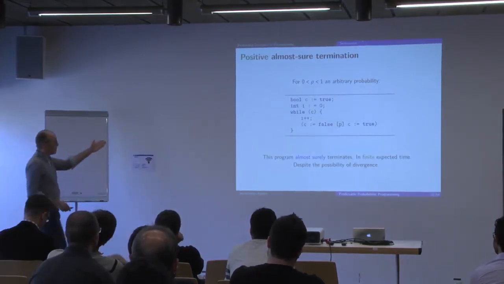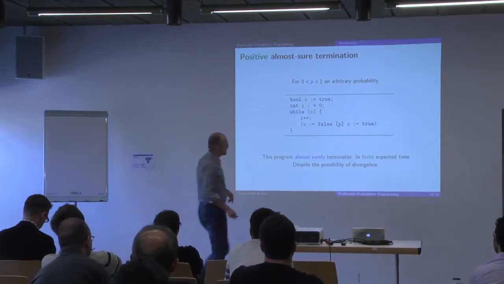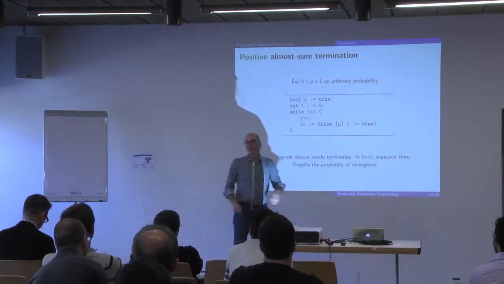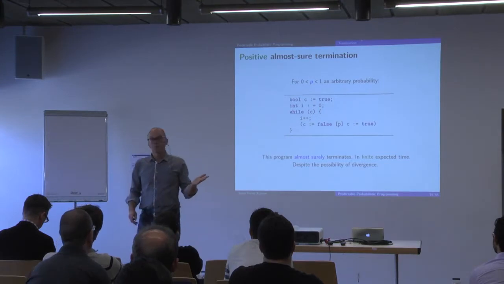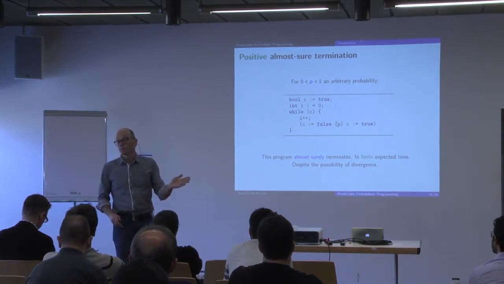This program we have seen before, it almost surely terminates, and it terminates in finite expected time. Why? Yeah, it's a geometric distribution. The expected value of a geometric distribution is finite. End of argument.